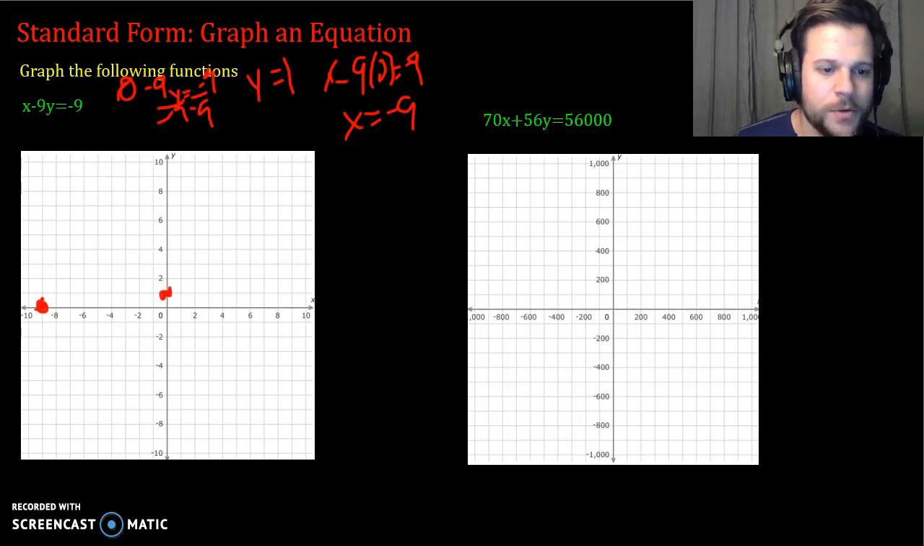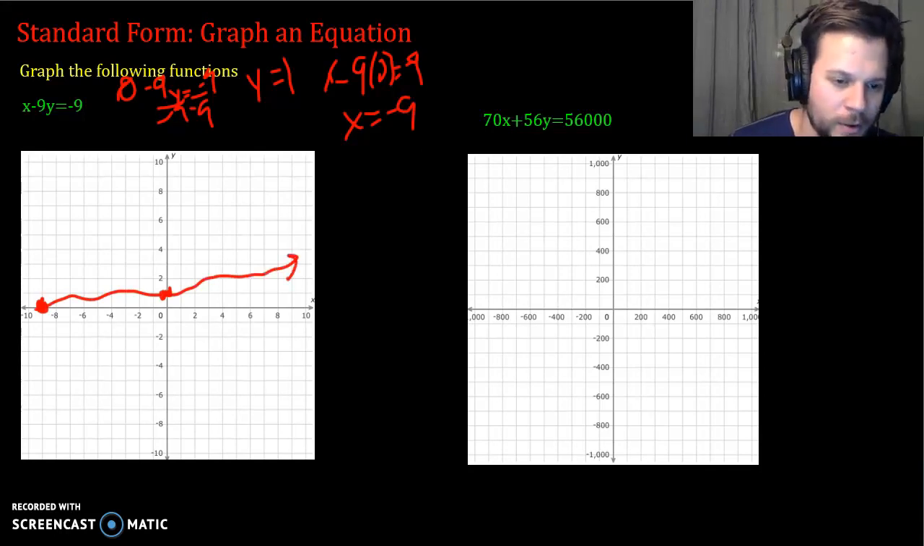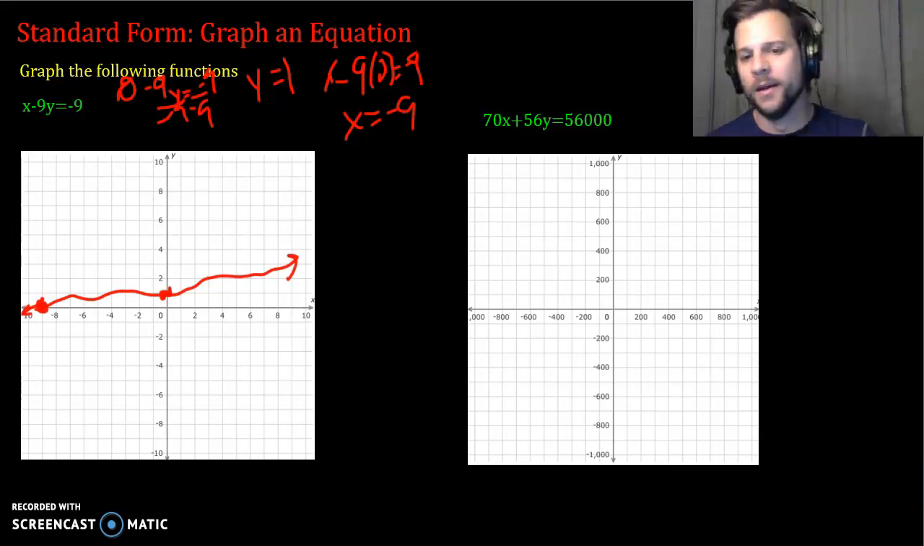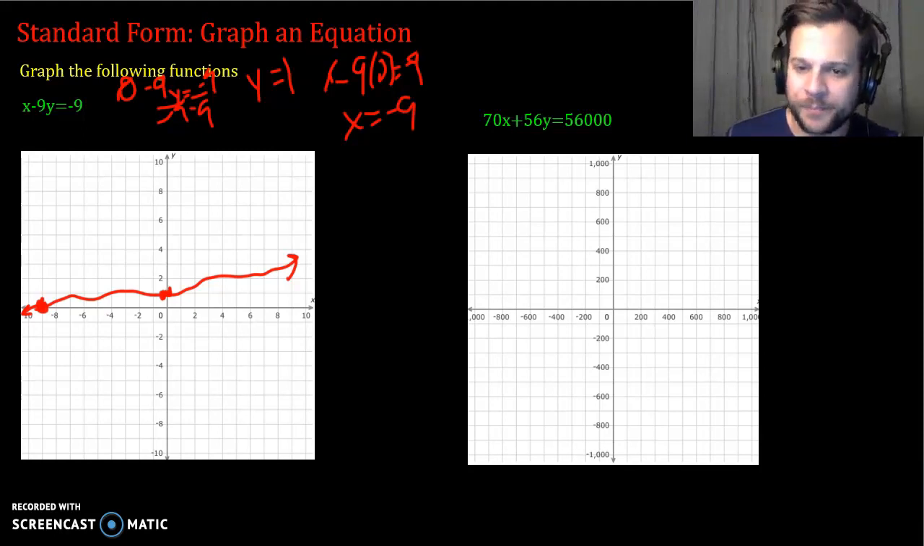So what you're going to do, since you have your 2 points, and that's all you need in order to graph a line, is draw a straight line between them. And again, I'm going to emphasize straight line. Hopefully you can do it a little bit better on your piece of paper than me doing it on this little tablet.